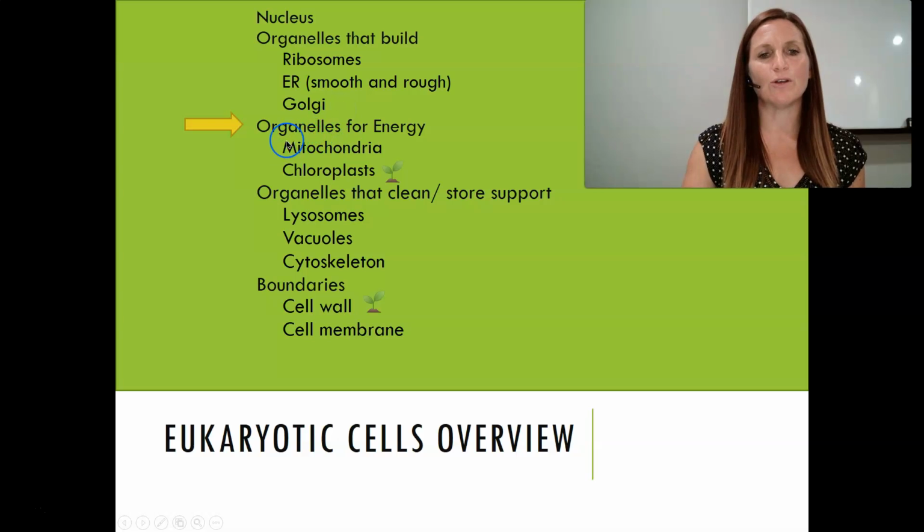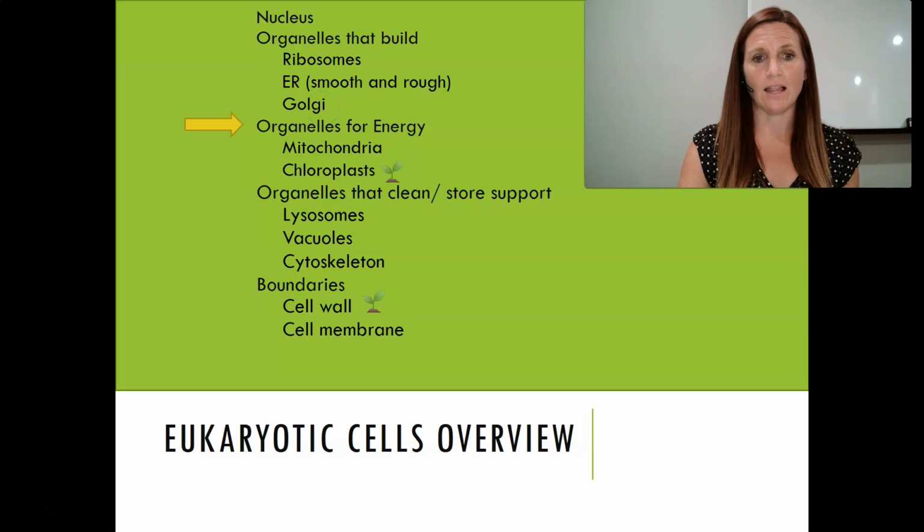The last thing I want to look at today are the organelles for energy, and this is the first time we come to one of these plant ones. So we're not going to talk about the chloroplast just yet. We're going to wait till we get to plants. So the only organelle for energy in the animal cell is the mitochondria. So right now we're going to take a little look at what we see in the mitochondria.